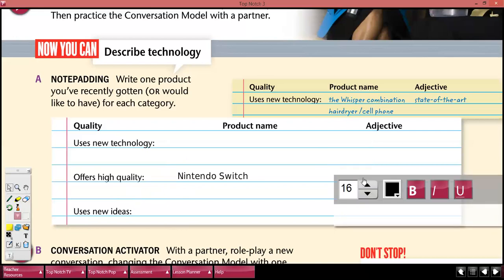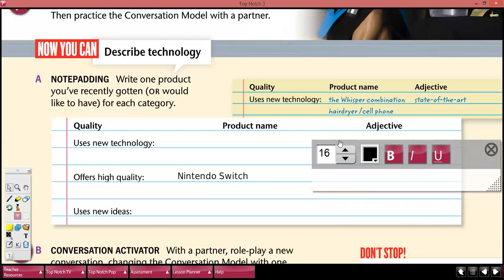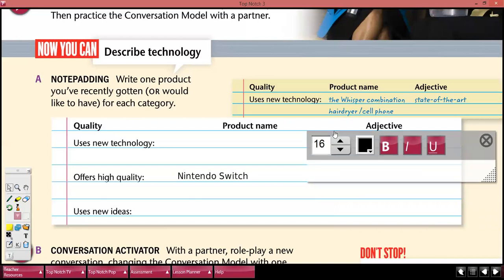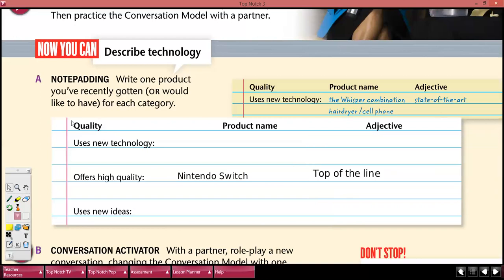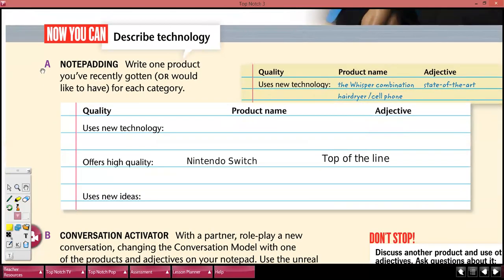And adjective, I will say top of the line. Okay, I think it is top of the line. I don't know if there is like a Nintendo Switch 2 or something. I know there is one that is lighter to carry. I don't know, but well, that will be my example. You're gonna give one for uses new technology and one for offers new ideas.